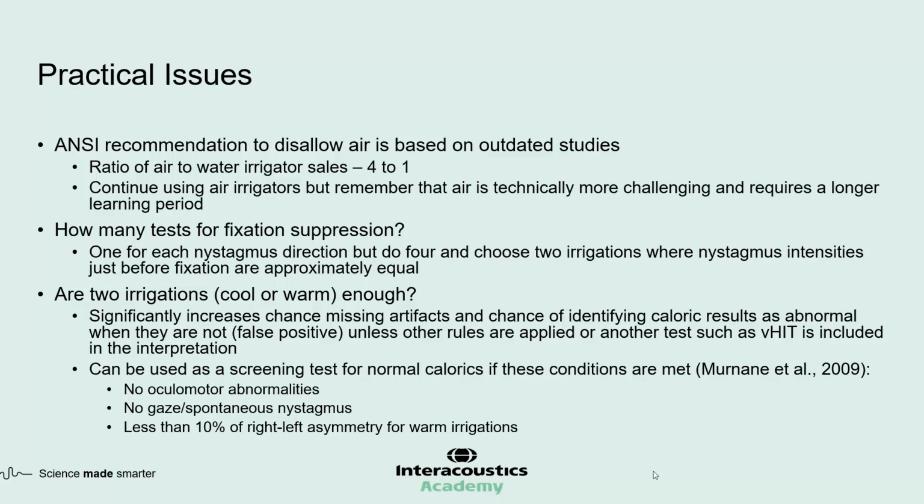If all of these three conditions are met, then it's very likely that your calorics are normal and you can stop after 2 irrigations. You can also relax these conditions a little bit if you're including another test. So for example, if you have a V-HIT and your V-HIT is normal, then 2 irrigations are probably adequate if they also show a minimal amount of asymmetry.